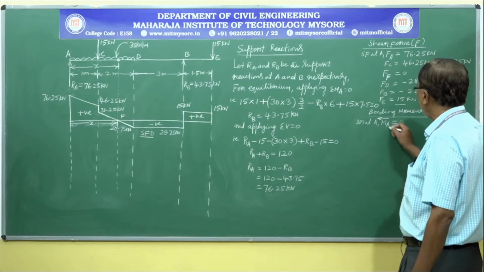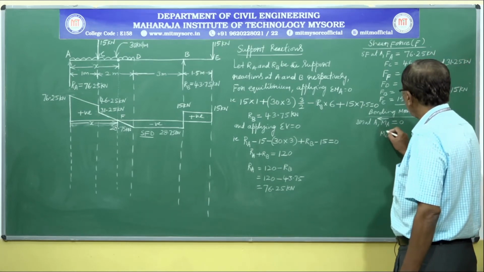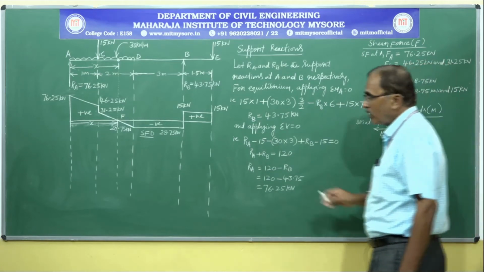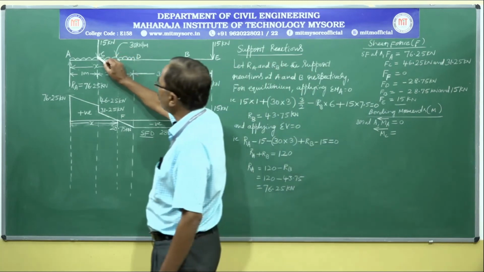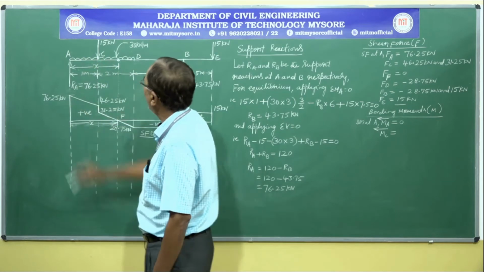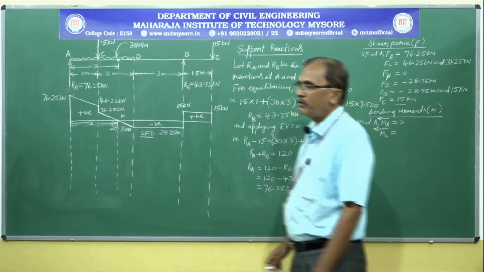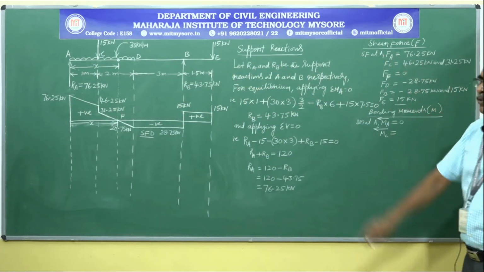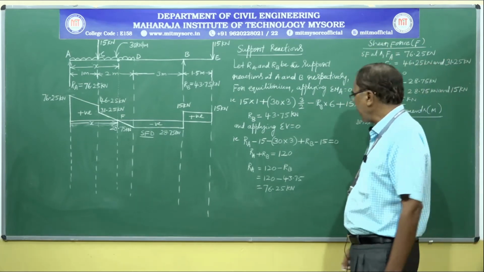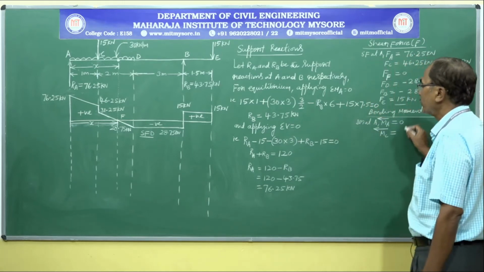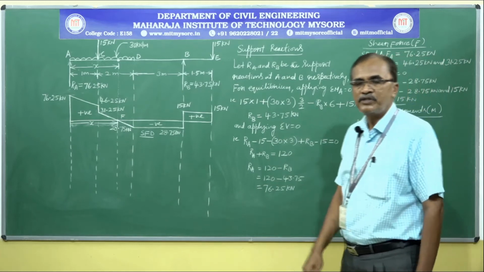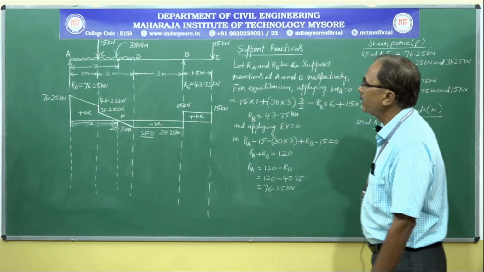Next, calculate the bending moment at point C, MC, by considering forces to the left-hand side. To the left of C, there are two loads. One is the support reaction, another one is a UDL of 30 kilonewton per meter intensity. The support reaction will create a clockwise moment about point C, and the UDL will create an anti-clockwise moment about point C. Treat clockwise as positive, anti-clockwise as negative.